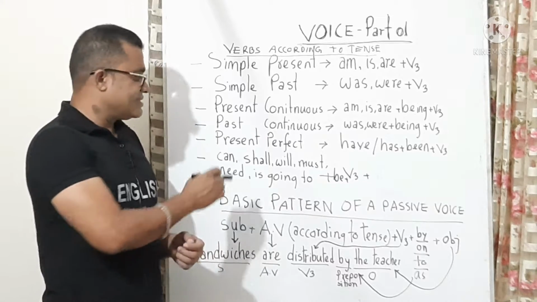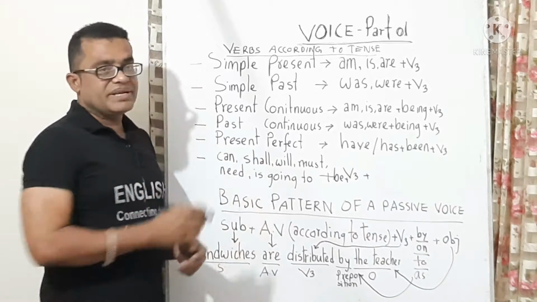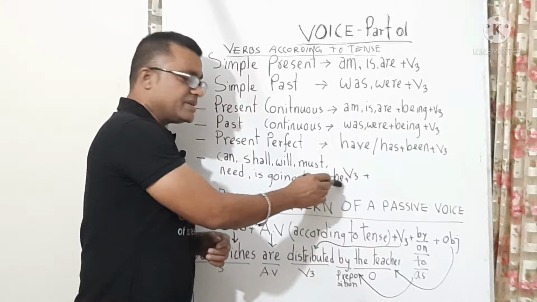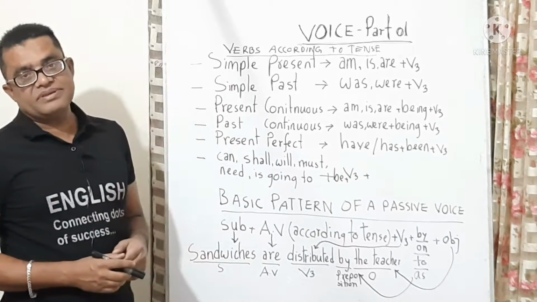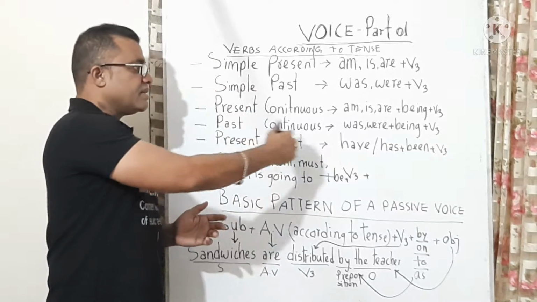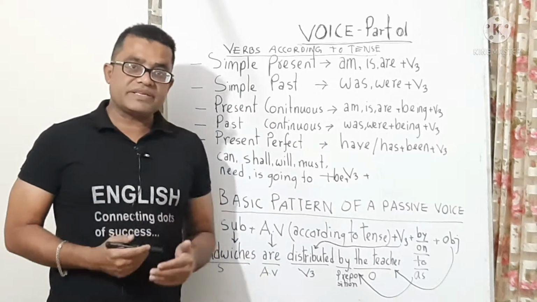And if there is can, shall, will, must, need, is going to in a sentence, you have to use a be, and after that it will be V3. So these are the auxiliary verbs that we have to use in our passive sentences.